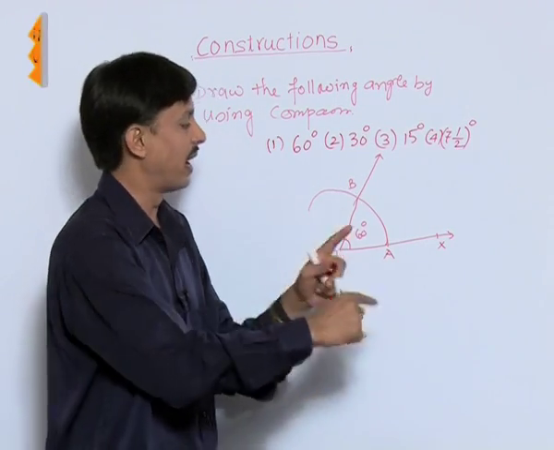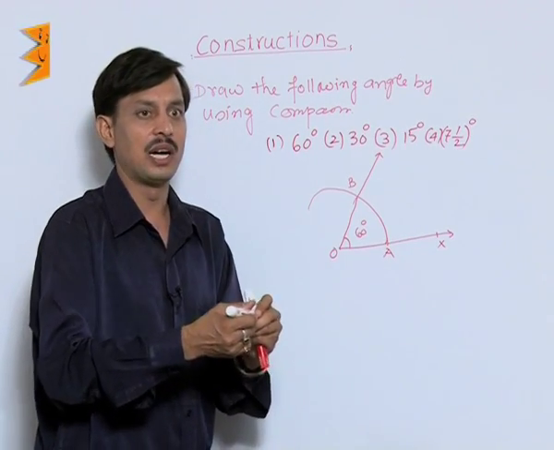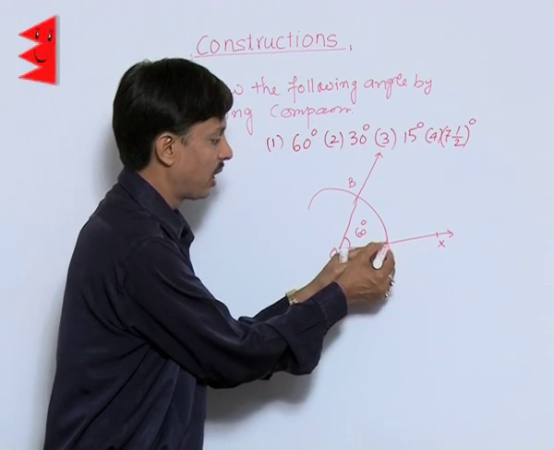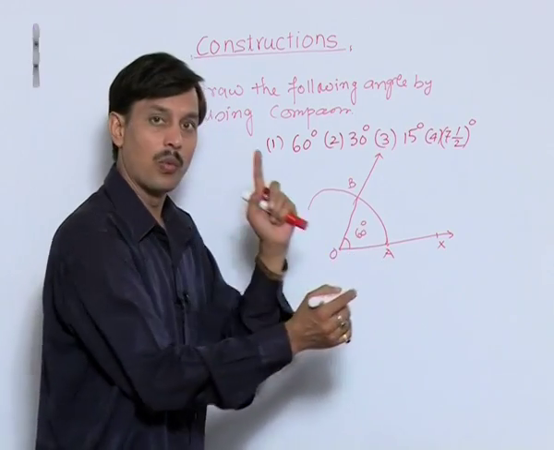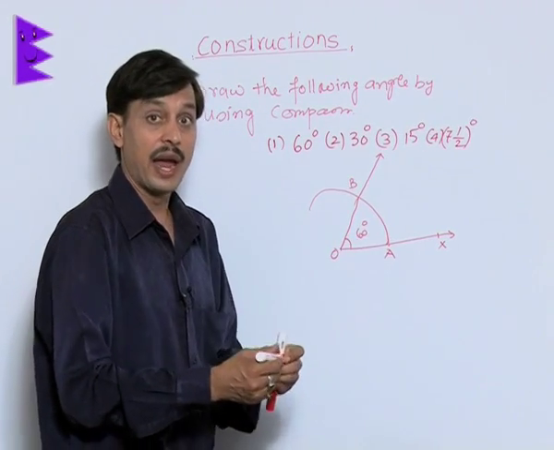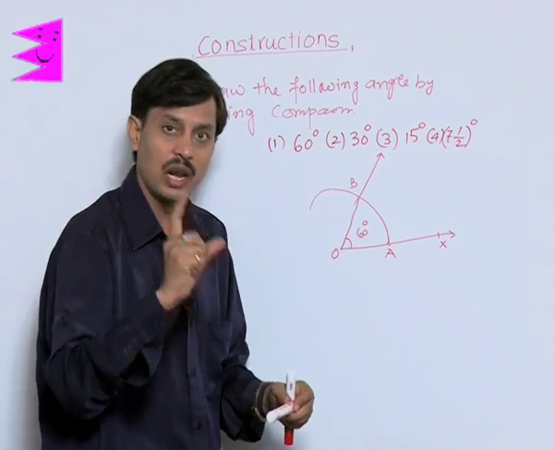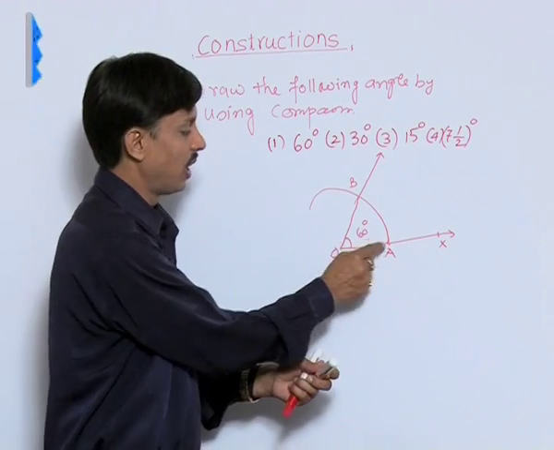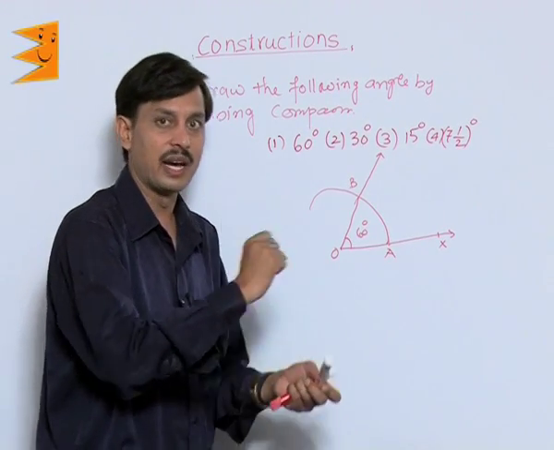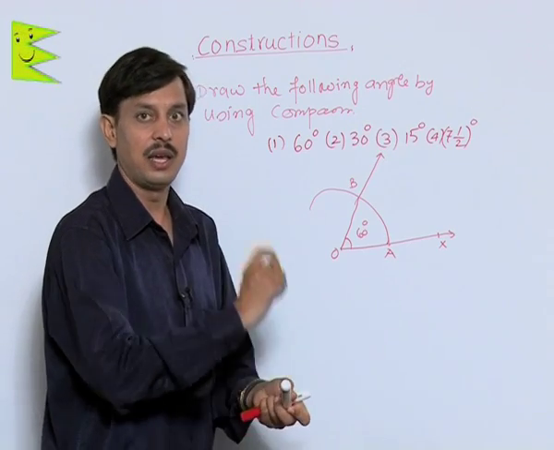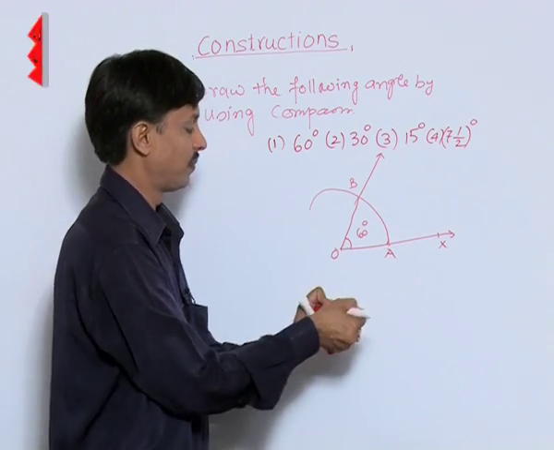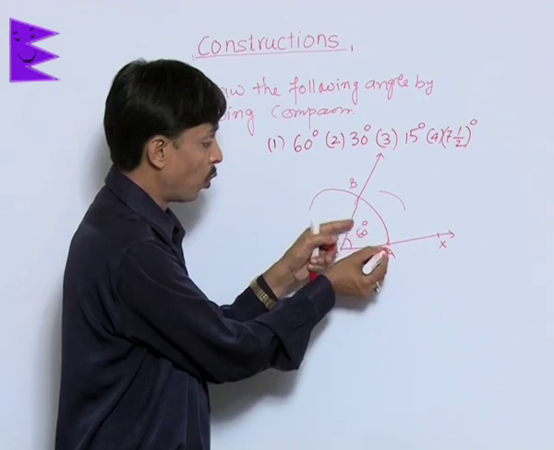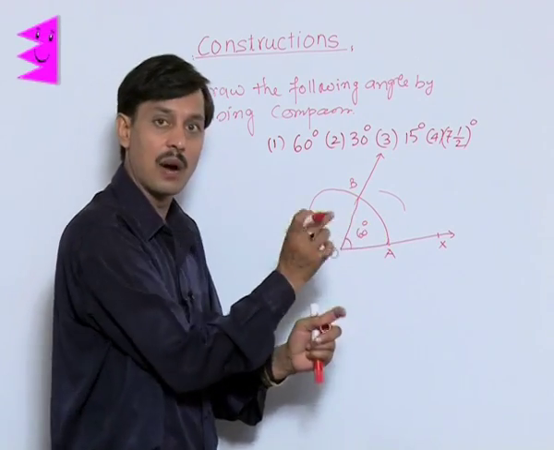So how to find that angle? The drawing of the bisector of an angle is also convenient. Take arc AB. We have to take A as center and mark an arc whose radius is more than half of AB. What I am telling you again: take A as center, mark an arc whose radius is more than half of AB, like this.